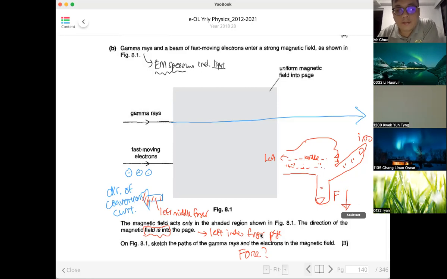Can all of you see that? This is your magnetic field pointing into the page. Your middle finger will be pointing to the left. I know it's very hard to see. I also don't really understand what I'm doing. Let me redraw again a bit based on what I see here.